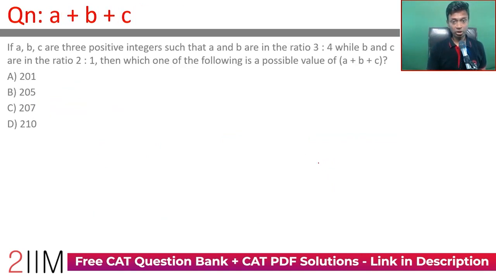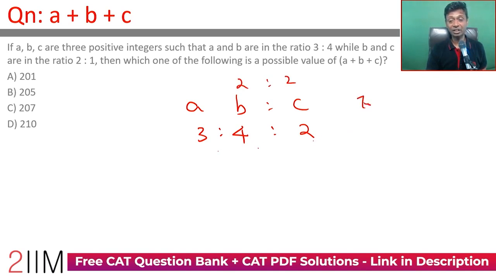That's the math we are doing. A, B, C are three positive integers such that A and B are in the ratio 3:4. A is to B, 3:4. We're dealing with positive integers. That makes life very simple. B and C are in the ratio 2:1. B is to C is 2:1, or it is 3:4:2. 2:1 is nothing but 4:2. They're positive integers. Then there could be 3n, 4n, and 2n. If you add everything up, the total is 9 times n.